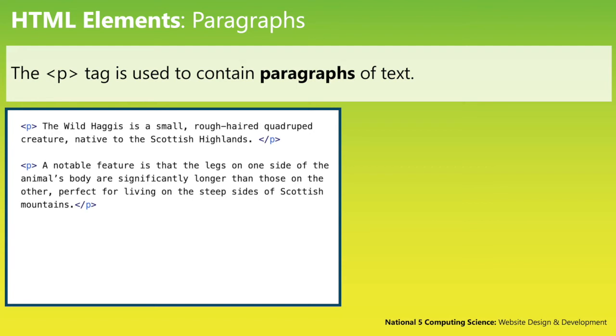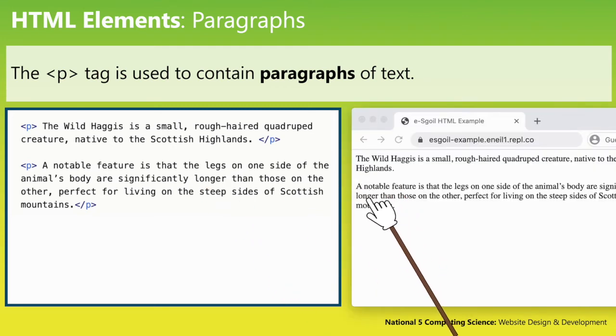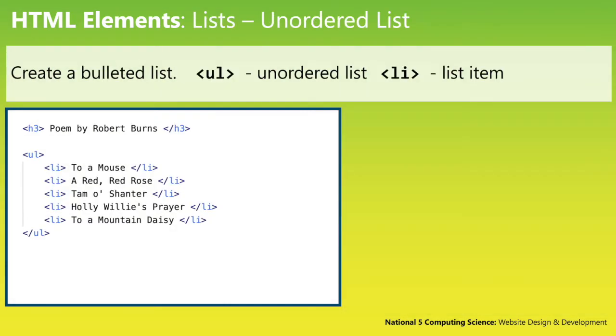Now, unlike English, in computing and HTML, paragraphs can be single words, single sentences, or multiple sentences. In this example here, we have 2 paragraphs. Each paragraph has an opening P tag and a closing P tag. When we run this in the browser, we get 2 discrete paragraphs. In addition to paragraphs, we may wish to order our information in lists. There are two different kinds of lists that we can use.